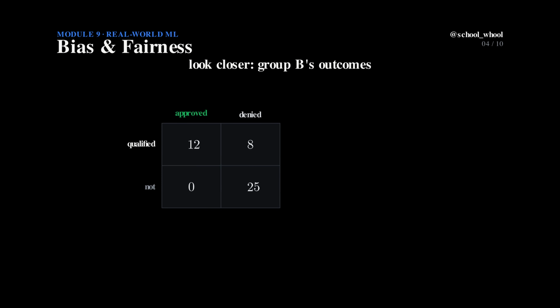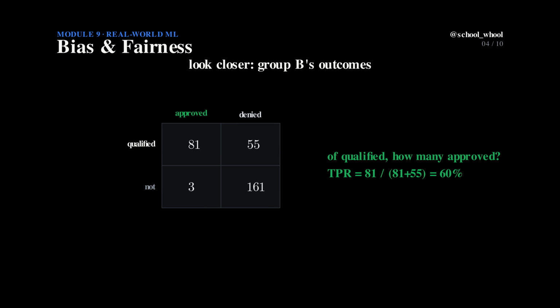Top row, the applicants who were truly qualified. Bottom row, those who weren't. Left column, approved. Right, denied. We fill it with the real counts. Now focus on the qualified row, the people who deserved a yes. Of those, how many actually got approved? That fraction is the true positive rate. 81 out of 81 plus 55, which is 60%. This is the number equal opportunity cares about.